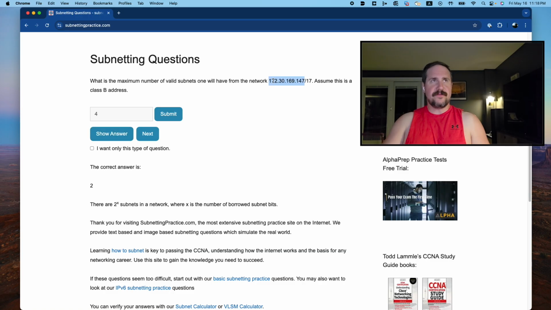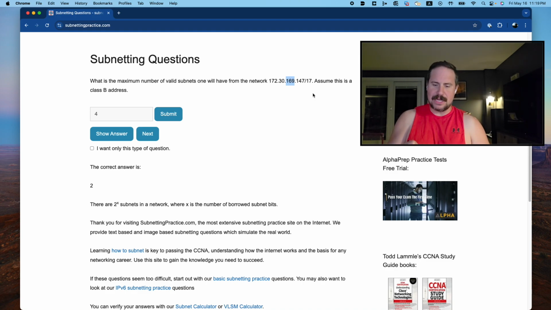So that means the first octet here, 172, has 8 bits. The second octet has 8 bits. We are a /17, so we've got 16 bits in the first 2 octets. We need to borrow 1 bit from the third octet to give us /17, not 2 bits, because 16 is occupied in the first 2 octets, and then we need 1 more. So let's borrow 1. That means our block size is 128.